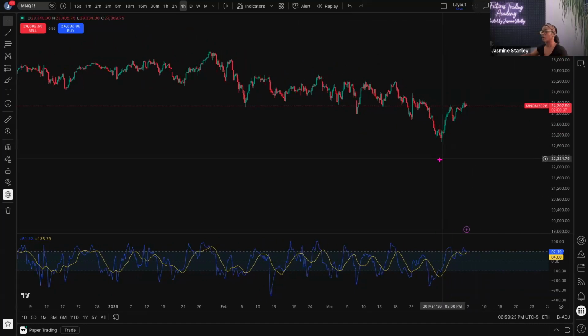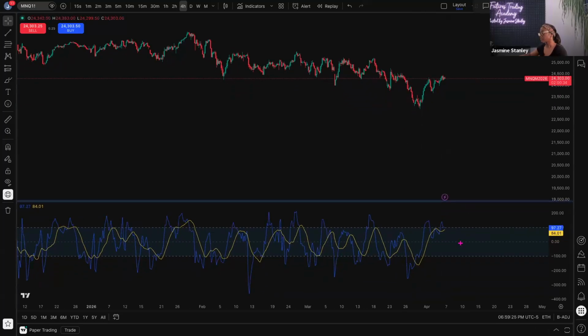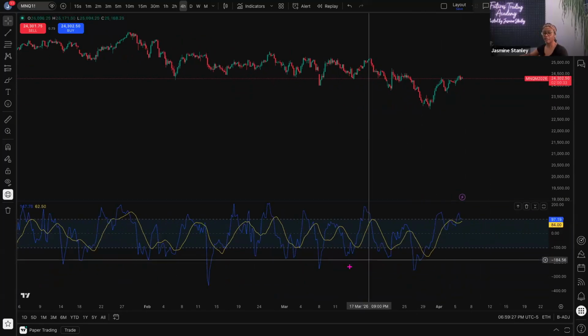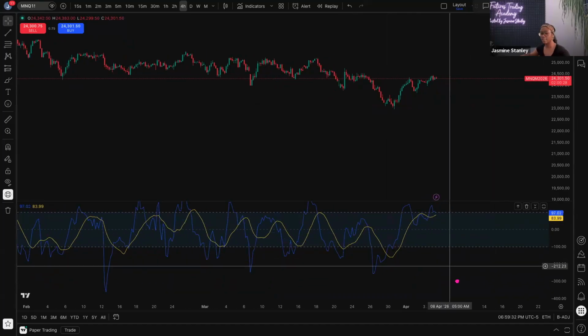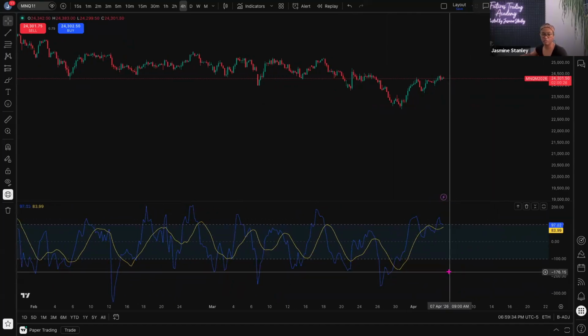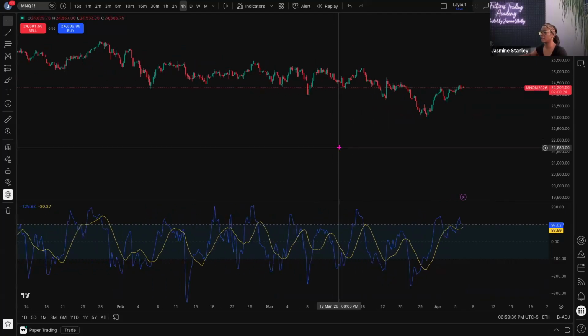All right, so with our strategy, everybody should have this indicator on your chart. If you don't have it on your chart, put it on your chart. It's the CCI. Everybody here paid to learn this strategy, so utilize it.